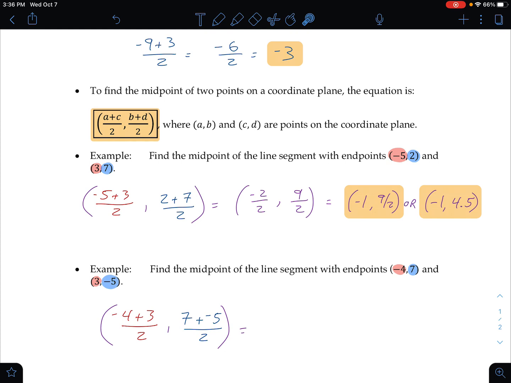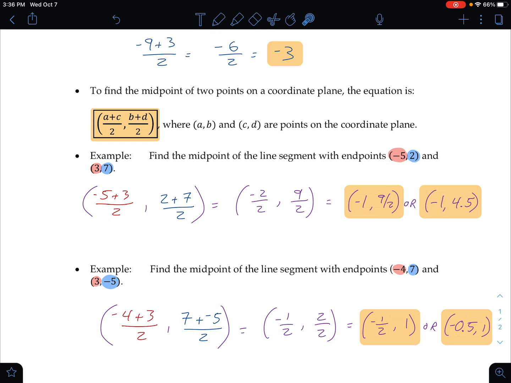So -4 plus 3 over 2. And 7 plus -5 over 2 gives me my -1/2, comma 2 over 2, right? And now if we simplify that, we get -1/2, comma 1, or -0.5, comma 1, right? Obviously the decimal, they're both equivalent.